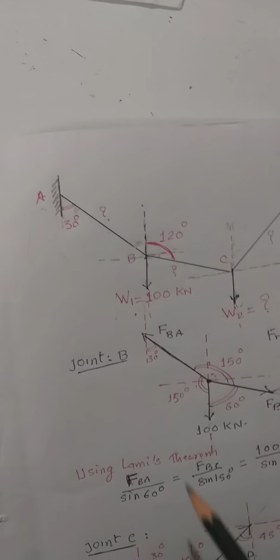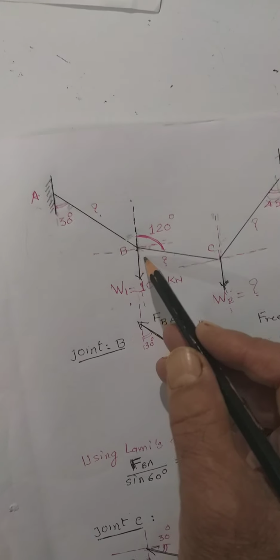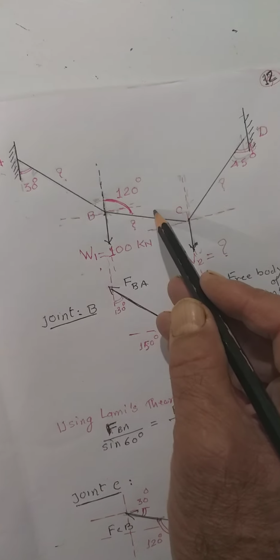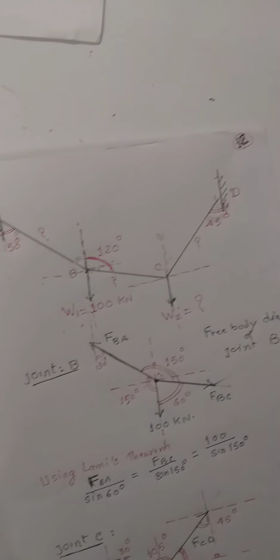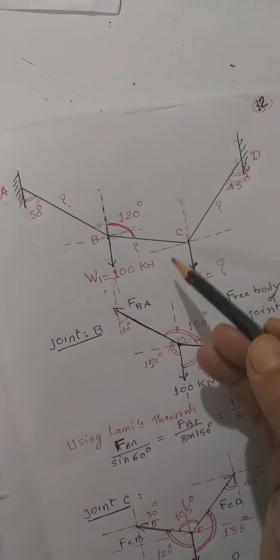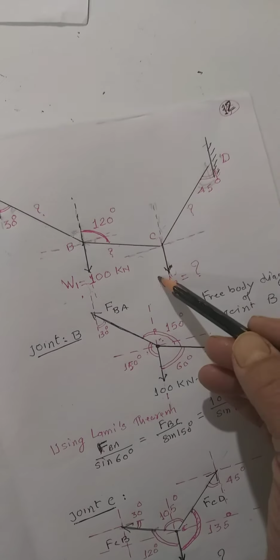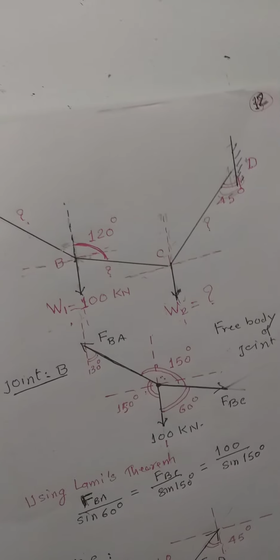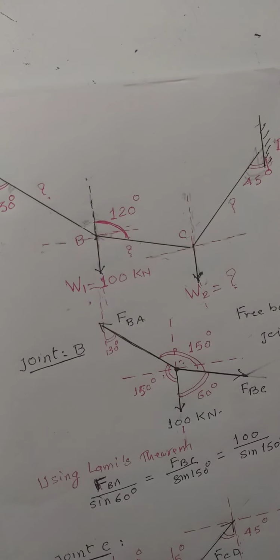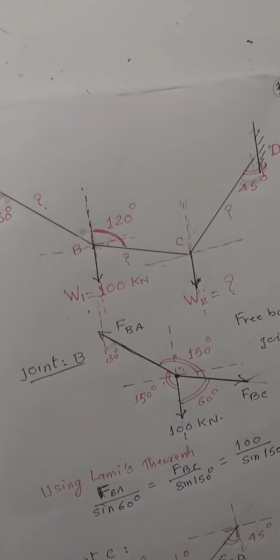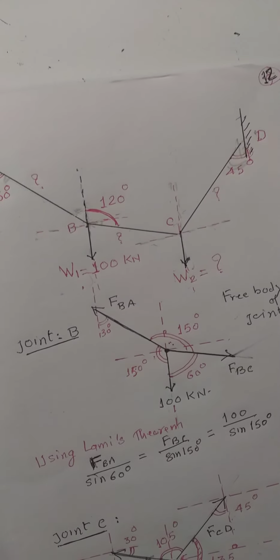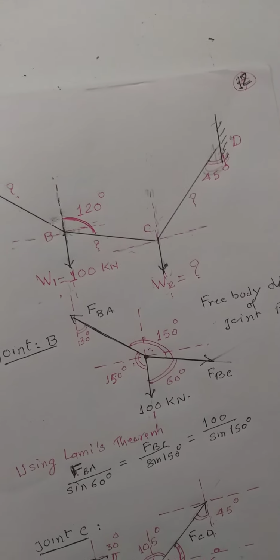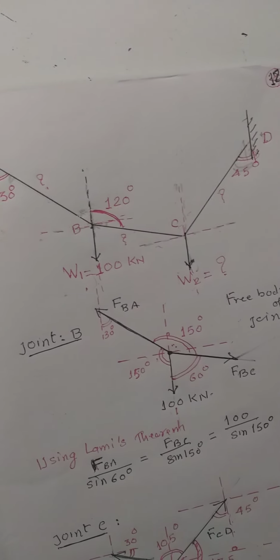Just see what we have to do: at every junction, draw a dotted horizontal line as well as a vertical line, x and y. Everywhere. Here also, here also. Dotted line means it has not been given to you, so you are supposed to assume that horizontal and vertical line, because this will help you calculate the angles very easily.